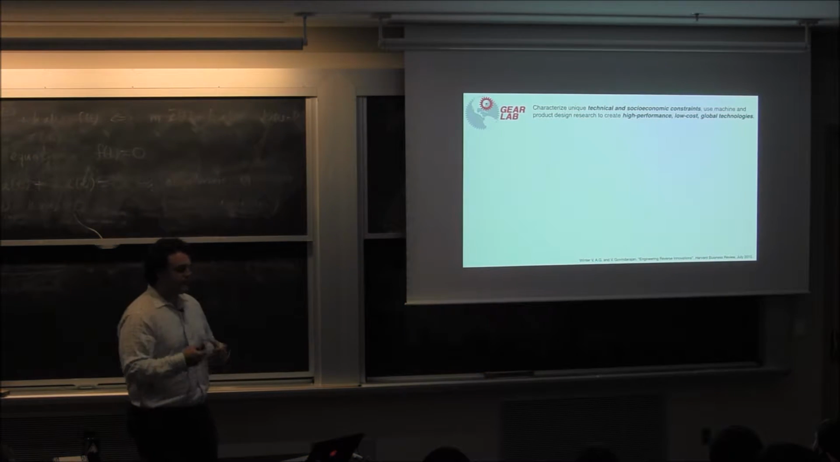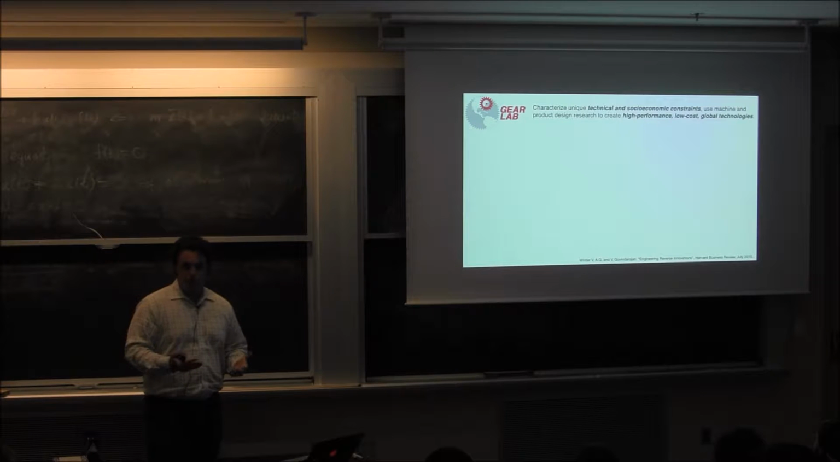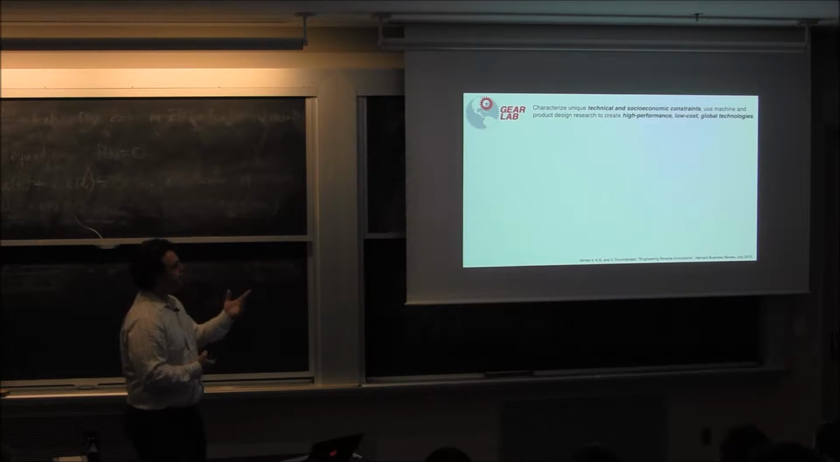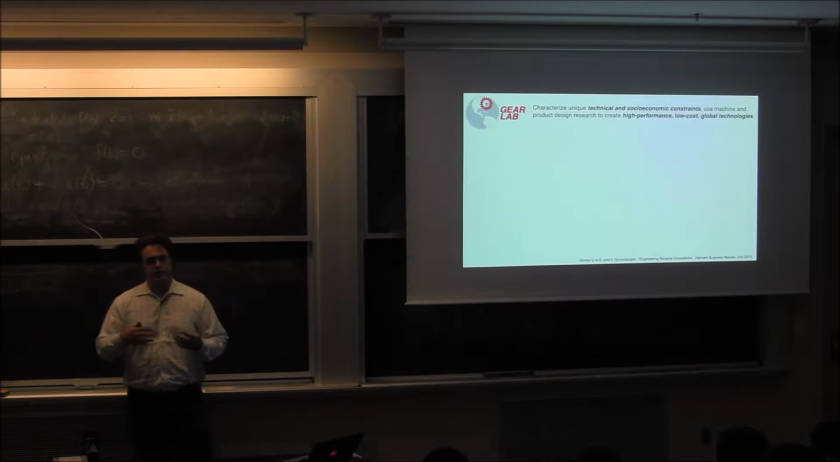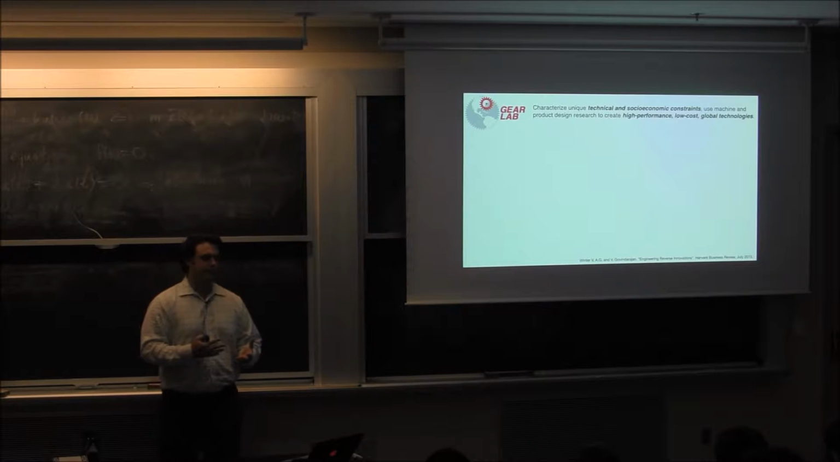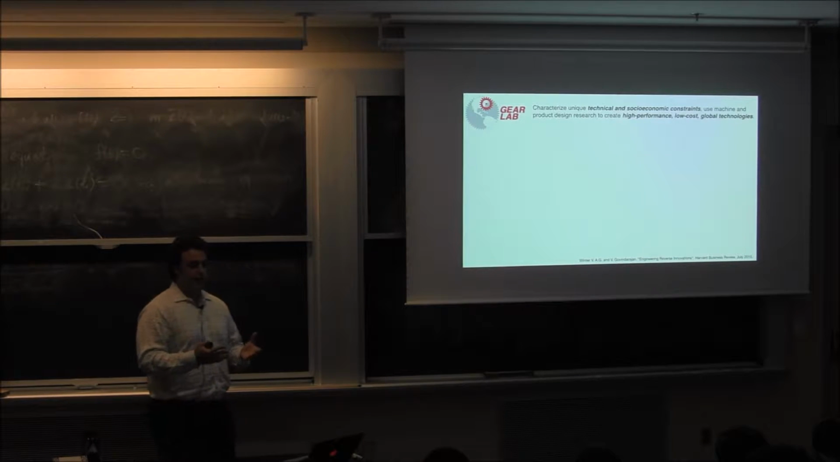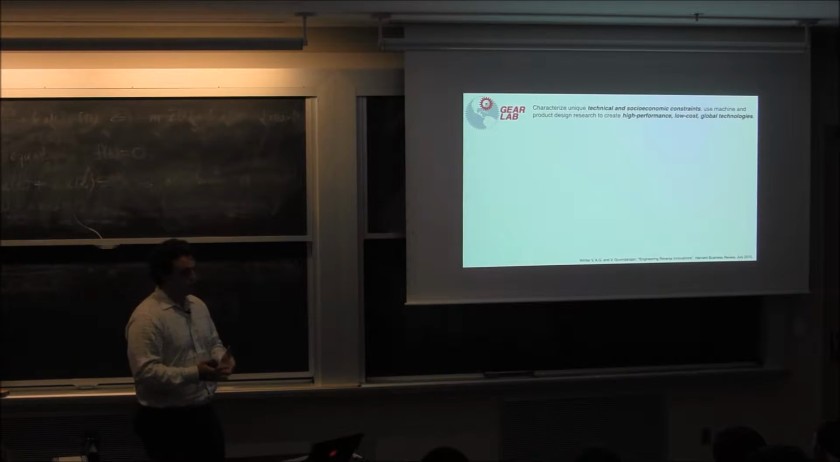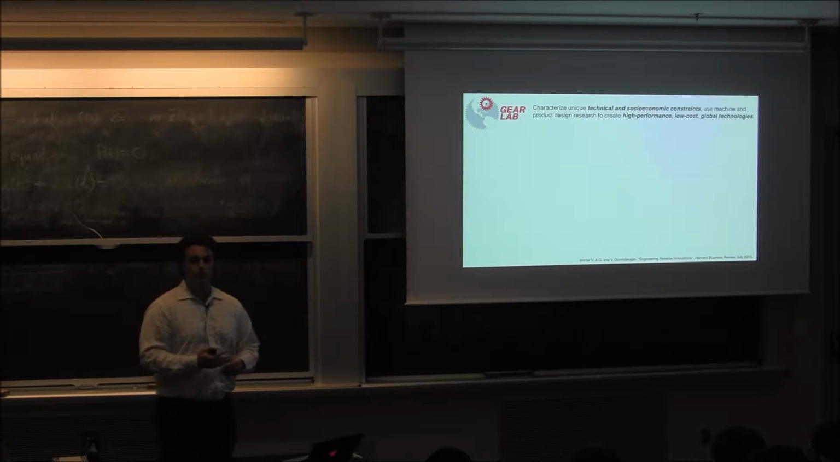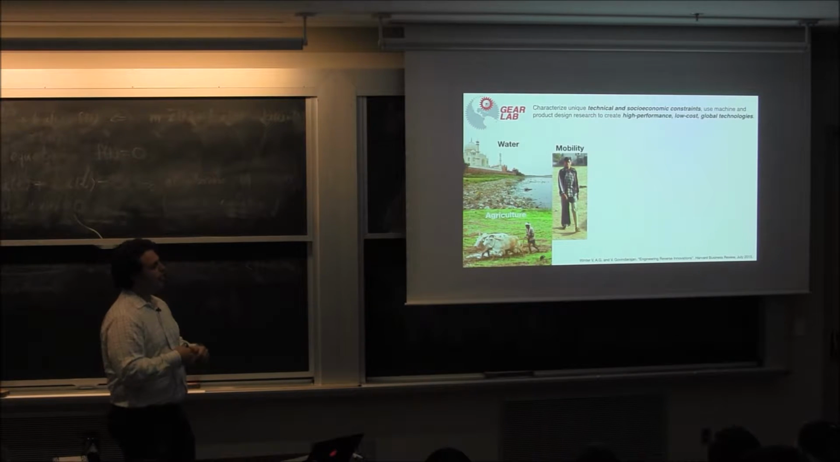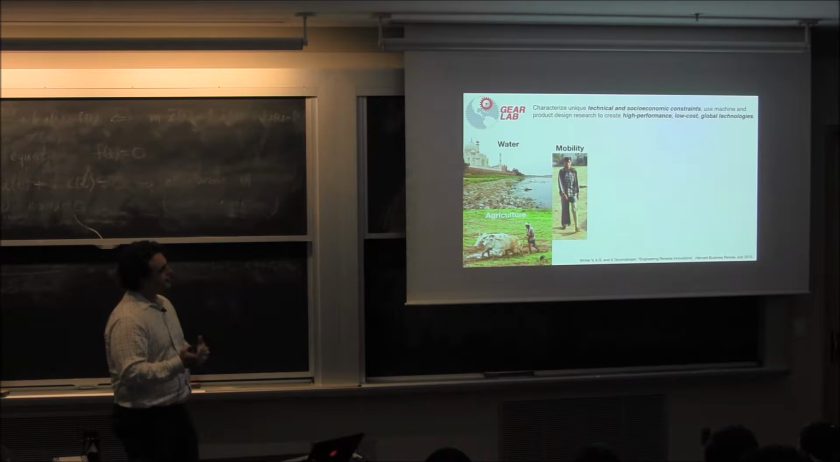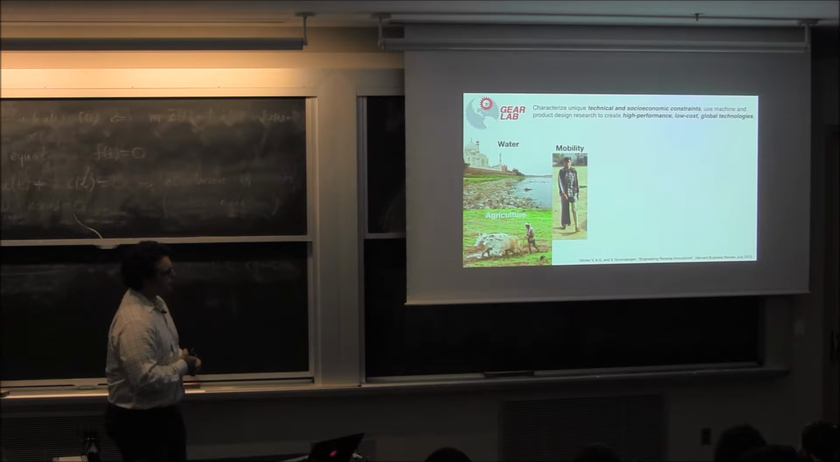So this class builds on what my research group does. We're called the Global Engineering and Research Lab, and we go by the acronym GEAR Lab. And what we do is we try to characterize the unique technical and socioeconomic factors in global markets, and then we use machine design and product design research to create these high-performance, low-cost technologies that are globally relevant, right? And so my main areas of work are around water, mobility and assistive devices, and agriculture.